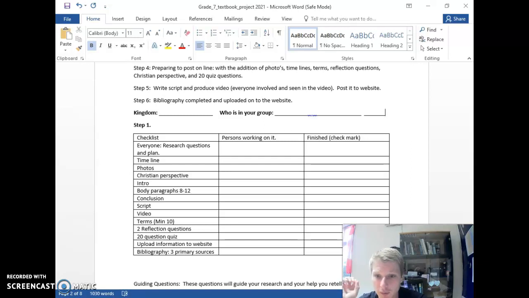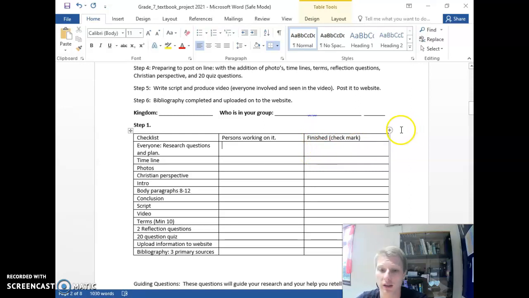After that, you will begin delegating work. So the first one is everyone. Everyone is making the research questions and the plan. So everyone's name is going to be in here. Once you're finished the research questions and answering them, you go check that box as finished. Next one is the timeline. Everyone will contribute dates and times to the timeline. However, you need to make it kind of cool, easy to put in a website so people can understand.